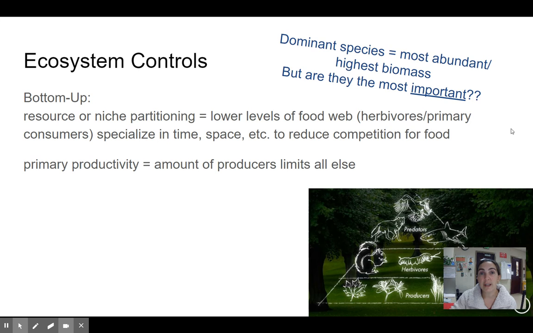But there are also a lot of ways that ecosystems can be controlled from the top down. This is something that scientists didn't actually realize for quite a while. They didn't think the top of that food chain was nearly as important in controlling the ecosystem as the bottom. Today, you're going to be looking at a few case studies, starting with a video that talks about these top-down controls.